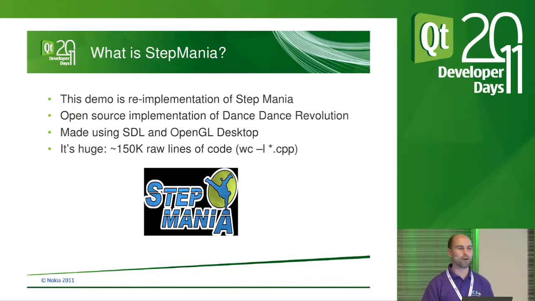StepMania is an open source C++, SDL, and OpenGL re-implementation of Dance Dance Revolution. Originally in our discussions, we were like, well, maybe we can add some QML to StepMania. It's a very large project. It's about 150,000 lines of raw code. I got that number with wc. Not the most scientific way to measure code, but it's a lot.